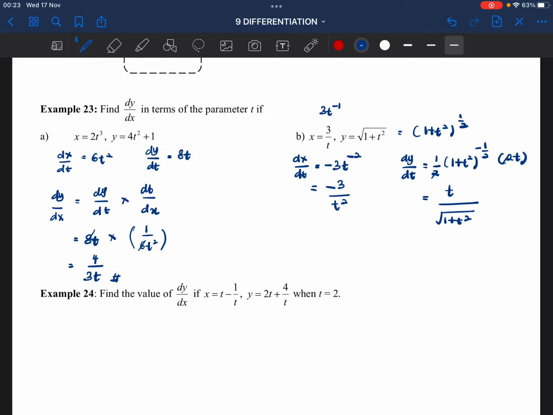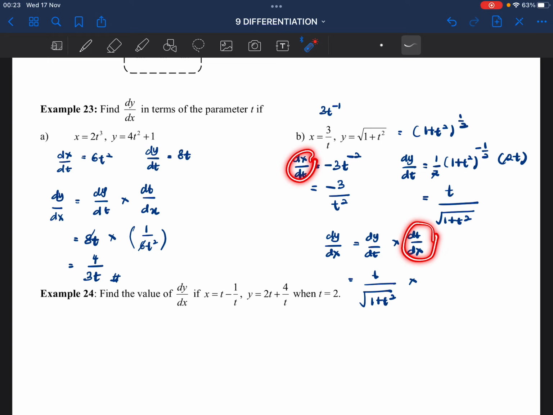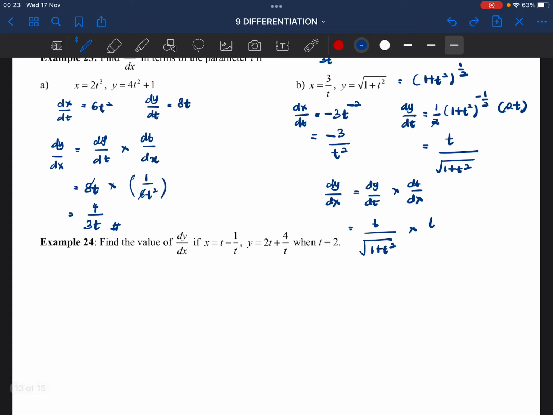Now we are going to just substitute into our chain rule. dy over dx is equal to dy over dt multiplied by dt over dx. Our dy over dt is this one here, so we have t over square root of 1 plus t square. Our dx over dt is this, therefore for dt over dx we have to flip it. That should get us 1 over negative 3t square, so negative 1 over 3t square.